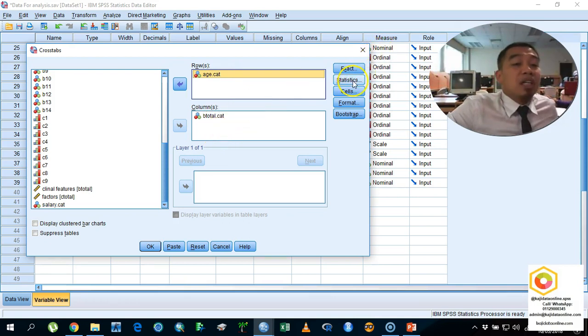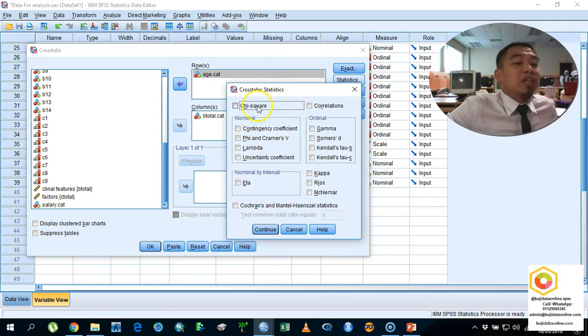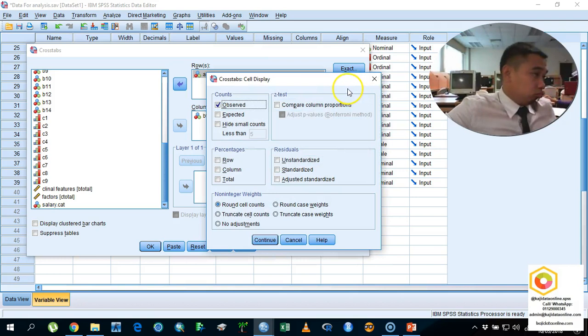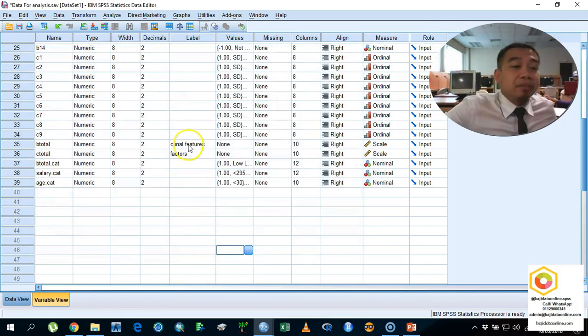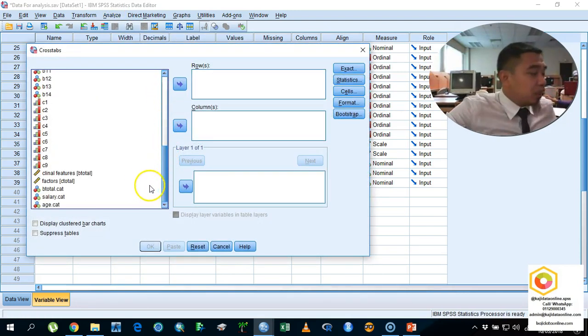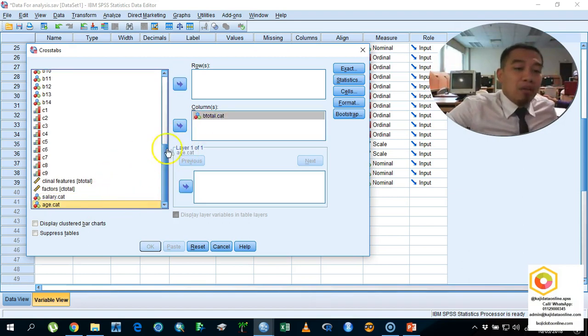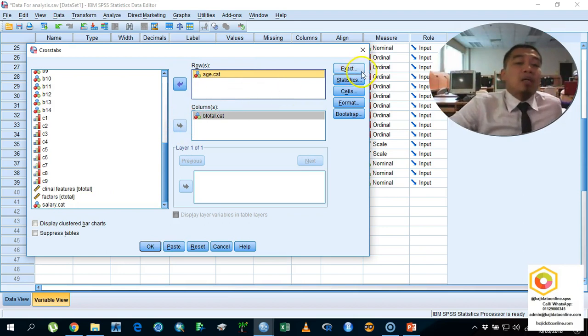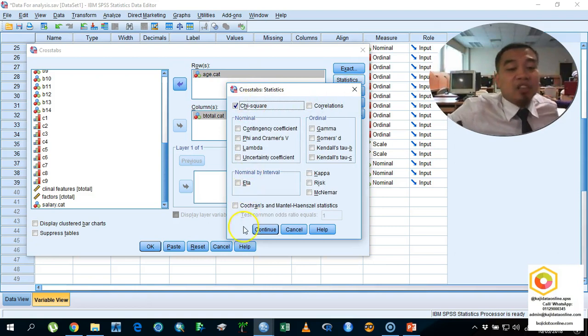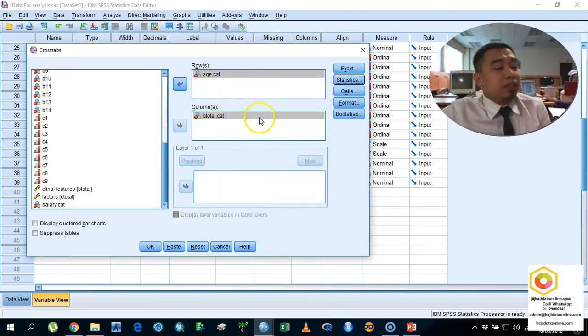Now you click the Statistics button and request the chi-square, and then continue. Again: Analyze, Descriptive Statistics, Crosstabs. The first one, put your DV, which is B total.cat, inside the column. Then put your IV, H.cat, inside the rows. Then go to the Statistics button, click that, request the chi-square, and click continue.